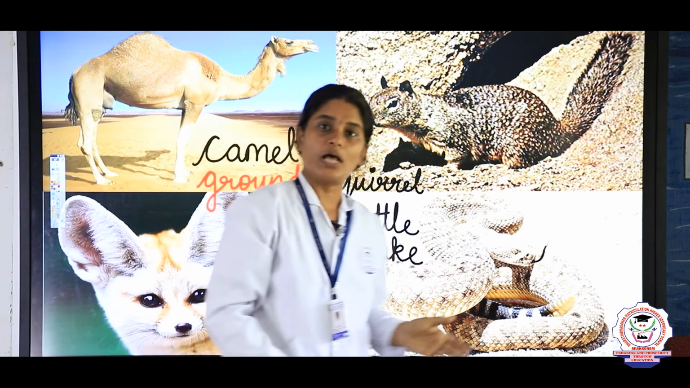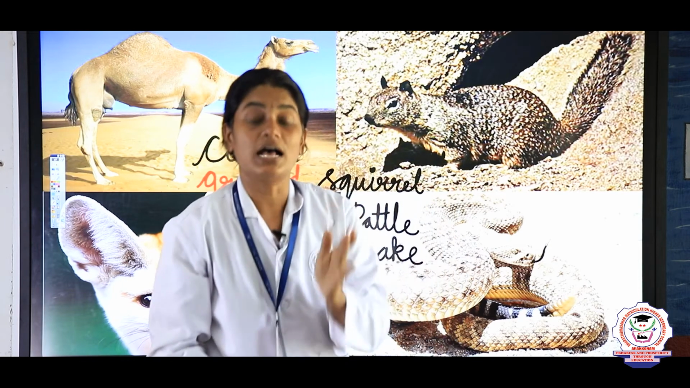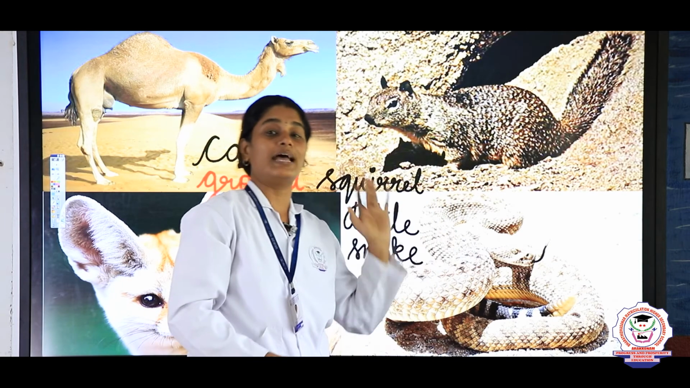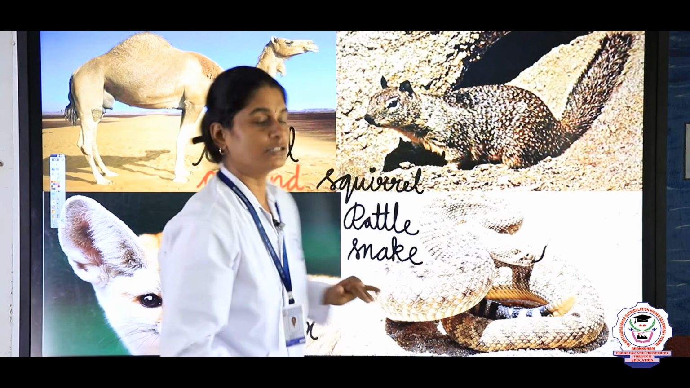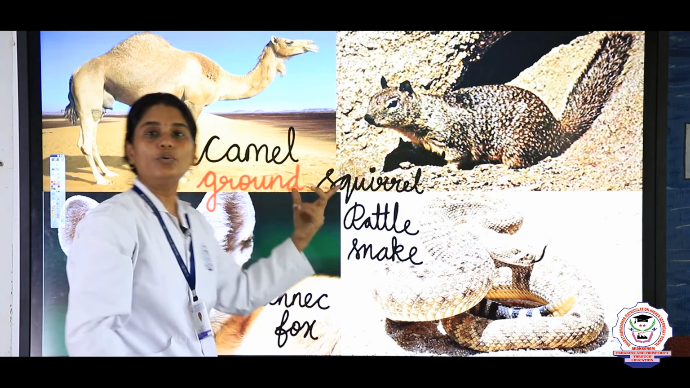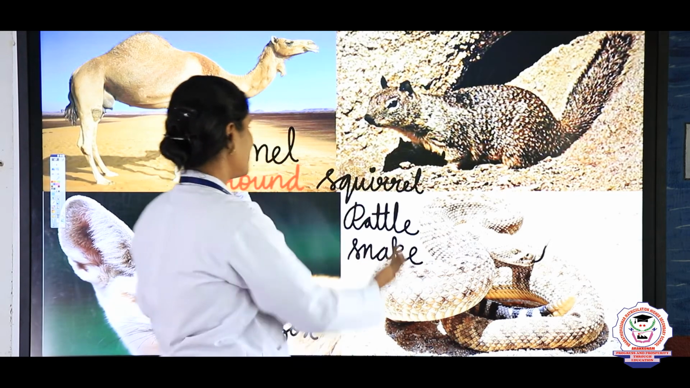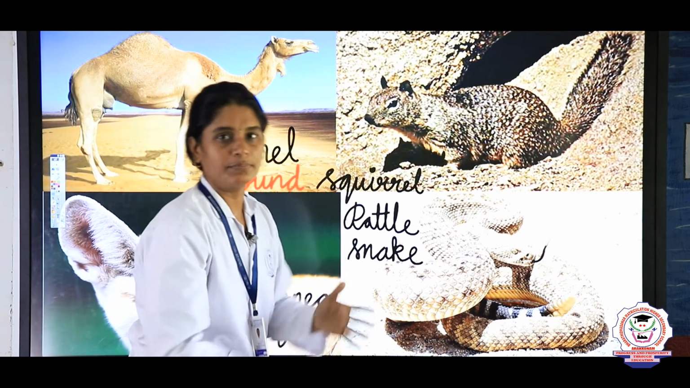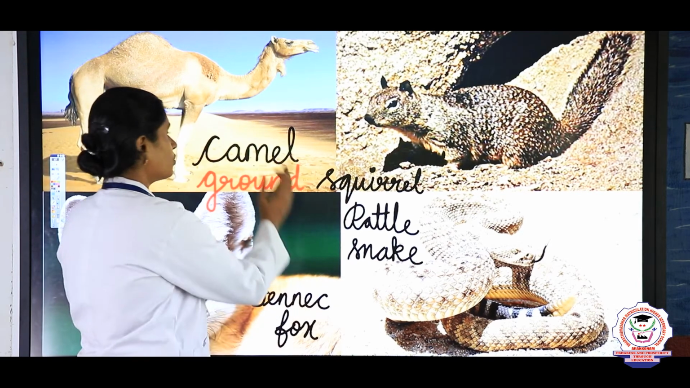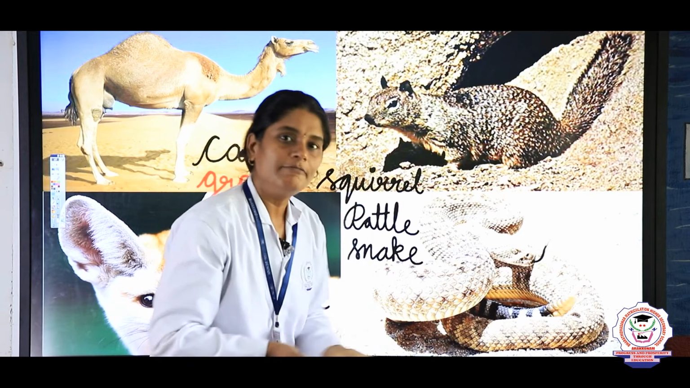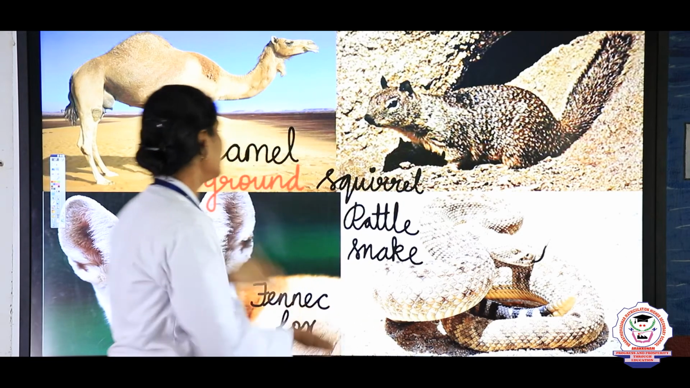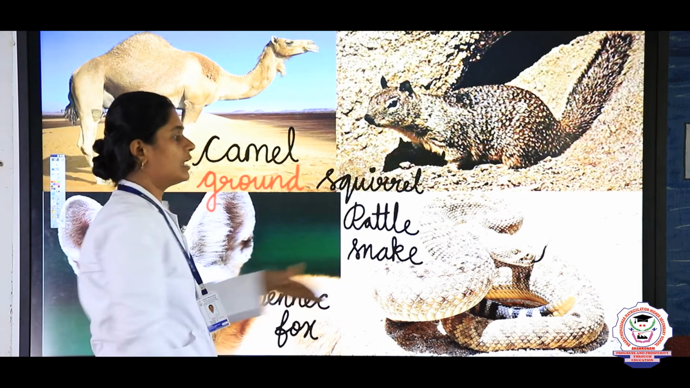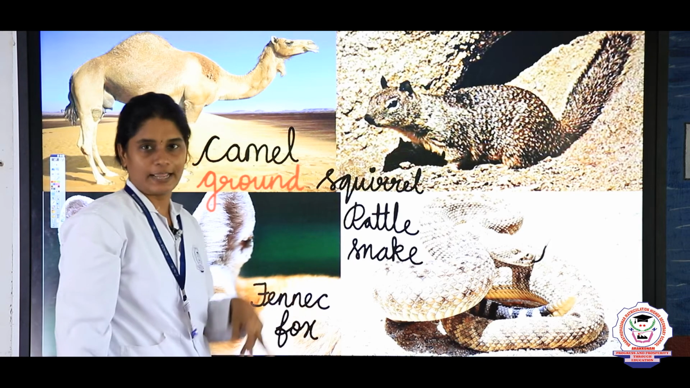In your 1 mark questions or in the name the following, they will ask what animals live in the desert. You can pick any 2 of these animals and write. Whichever spelling is easy for you, you can take that animal and write. So what animals live in the desert habitat? Camel, ground squirrel, rattlesnake and fennec fox, right?